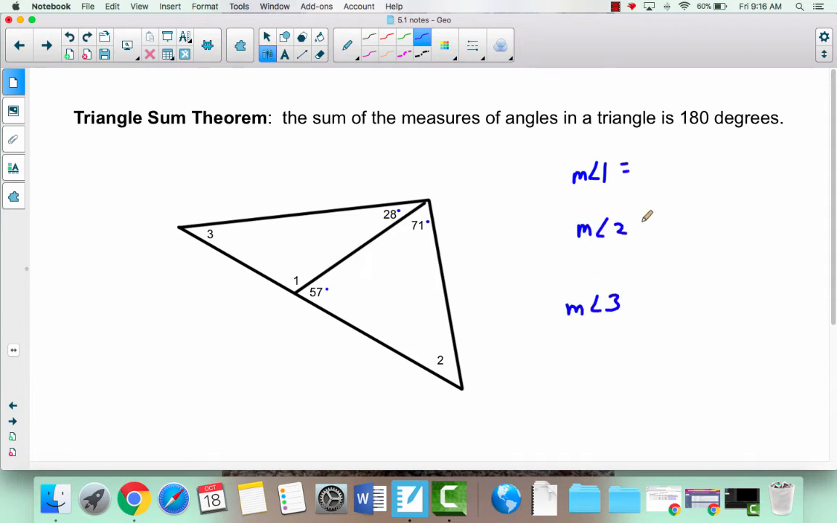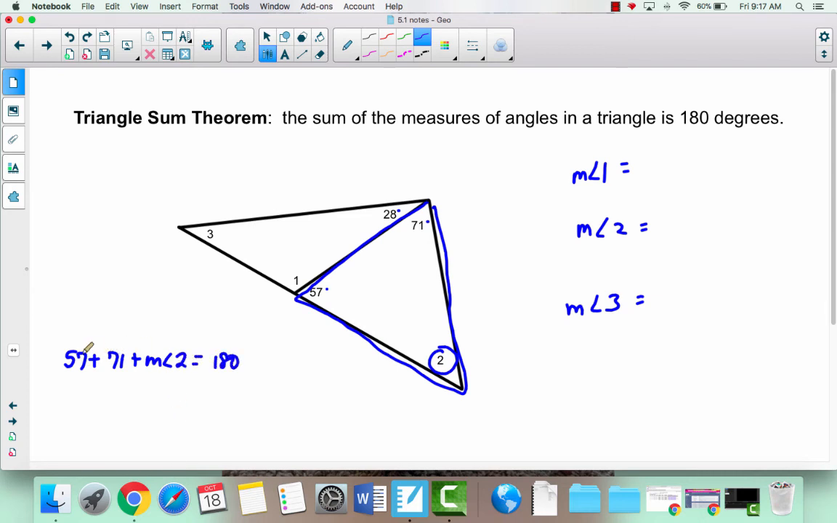So we just have to know our different measurements and do some addition and subtraction to find the three missing ones. So let's go ahead and start with angle 2 here. And the reason I'm starting with angle 2 is because in this triangle that I'm outlining, I already know two of the three angle measures, and according to my triangle sum theorem, the three angles together have to add up to 180 degrees. So what I would do is take 57 plus 71 plus the measure of angle 2 and add them up to equal 180.